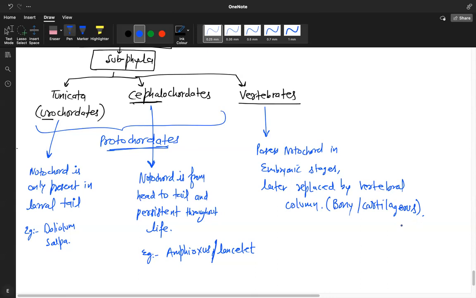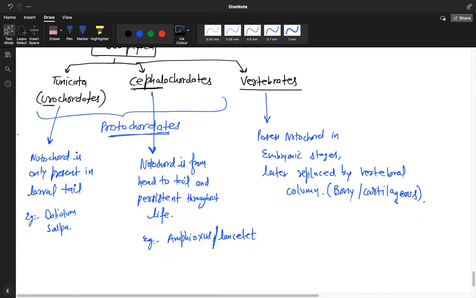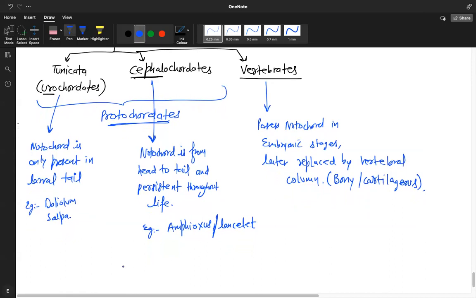Okay, so this part is clear. To summarize all in one sentence, can I say that all chordates are not vertebrates, but all vertebrates are chordates? Or is it the other way around? I don't know. You tell me. Vertebrates are chordates, but all chordates won't be vertebrates. All vertebrates are chordates. You agree with that?